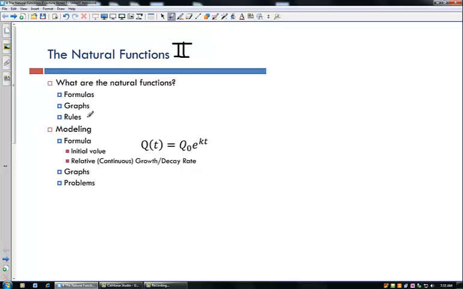So we're going to talk about modeling with these natural functions, and so remember the natural functions, there's 2 of them. There's e to the x, the natural exponential function, and there's ln of x, the natural logarithmic function. And so the formula is given to you right here, and I'm going to write it to the right here. It's q of t, and typically we use q because it stands for quantity, because we're typically trying to model the quantity of something, is equal to q naught, which is going to be our initial value, and then you have this e to the kt.